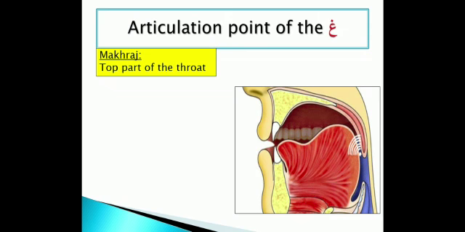The next letter is the letter Ghain. Ghain is a throat letter. The articulation point, the makhraj of Ghain, is the top part of the throat, which is the same as the letter Ha. The top part of the throat is where the letter Ghain comes out from.